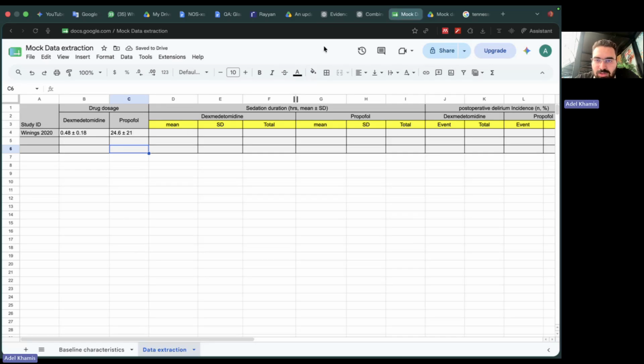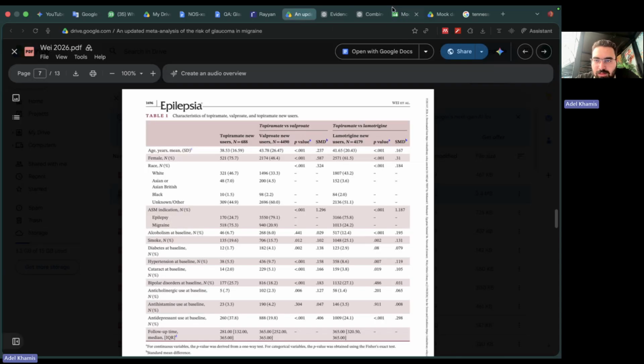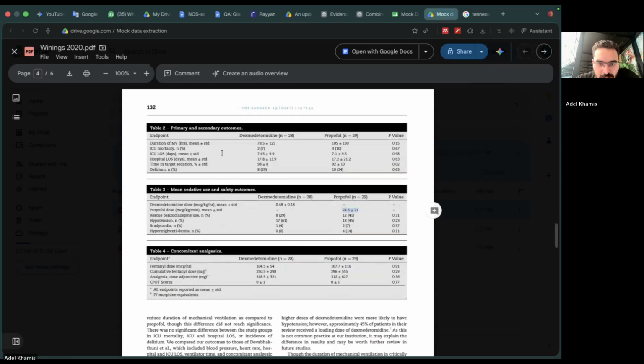Then the sedation duration, if it is reported in the tables. Time and target sedation. Yes, time and target sedation. I think this is it. I think yes.